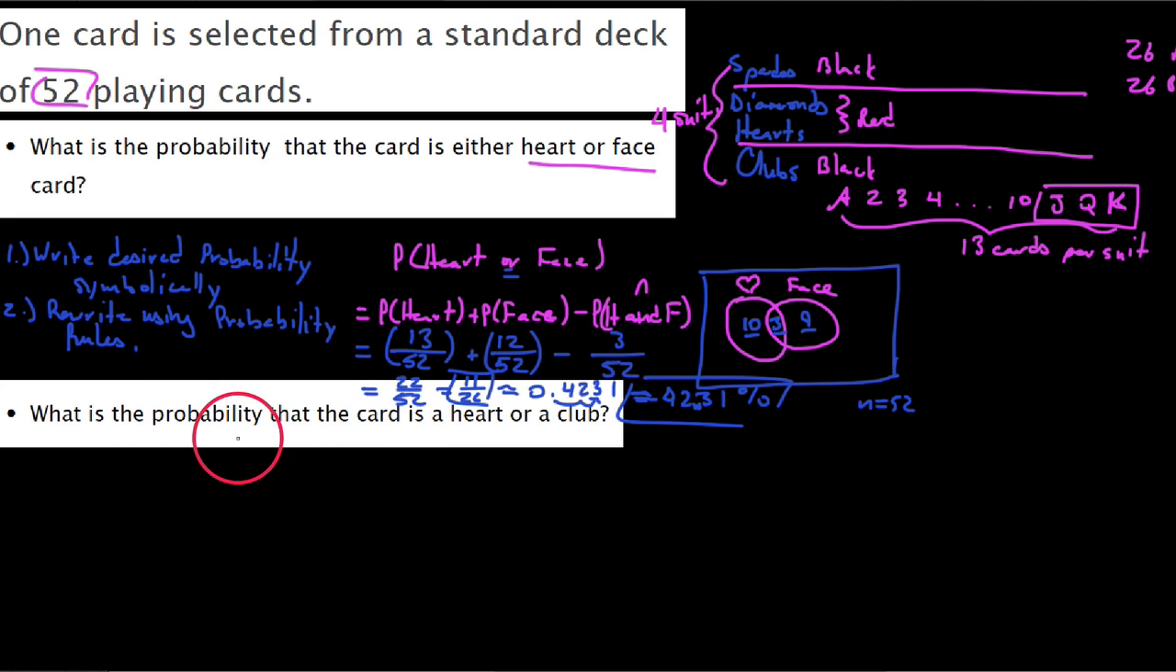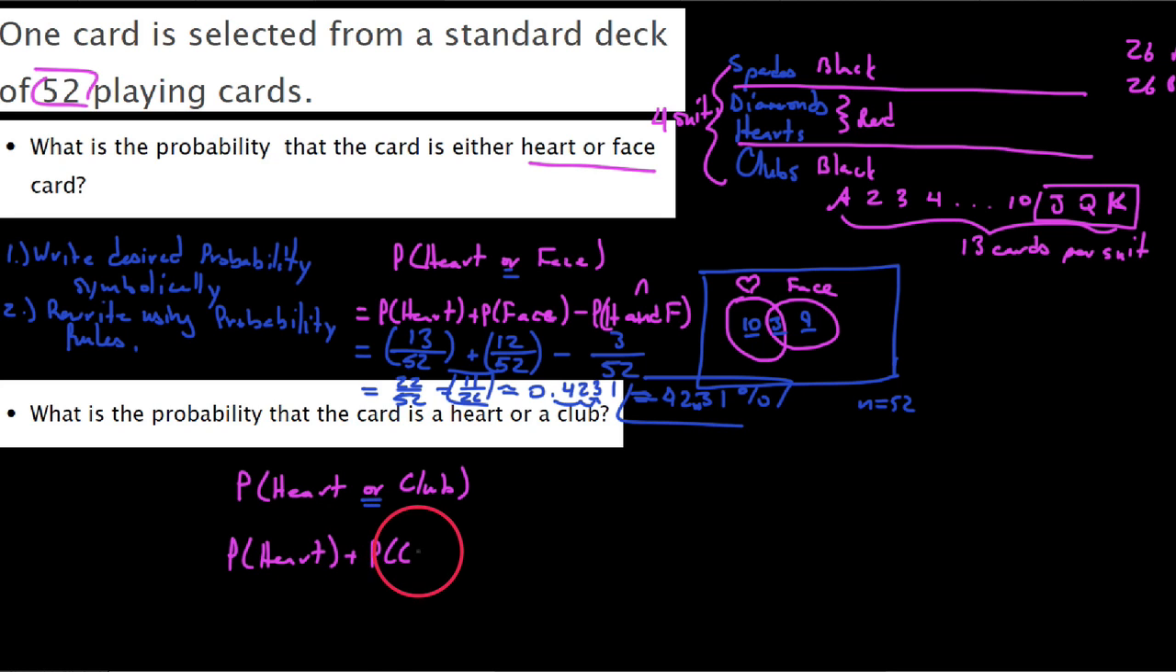So looking at this again here, we say, what's the probability that it is a heart or a club? Now I like this situation. We're going to start with our steps again here. Write the desired probability symbolically. So the first thing I'm doing, I'm writing down what's the probability it's a heart or a club. Now we're going to rewrite this with our addition rule because of this or right here. We say the probability of our first event, heart, plus the probability of our second event, which is a club, minus the probability that they have anything in common, heart and a club.